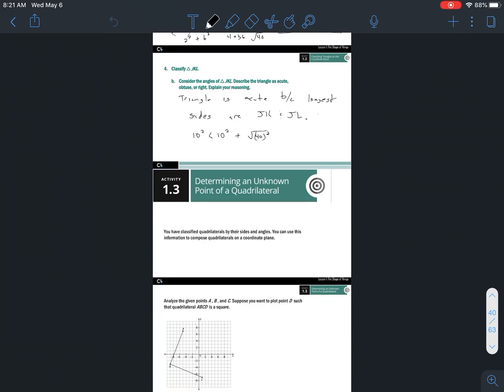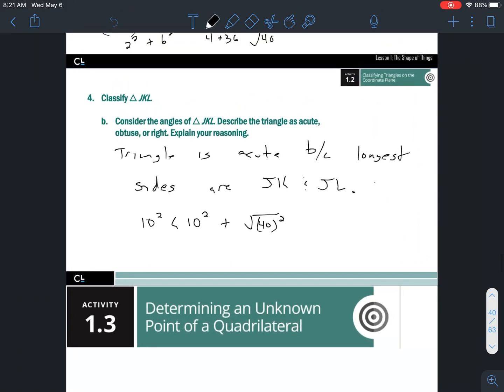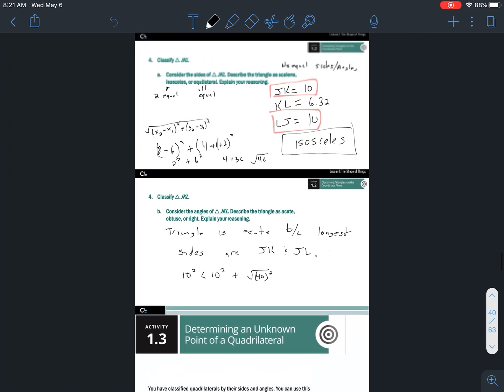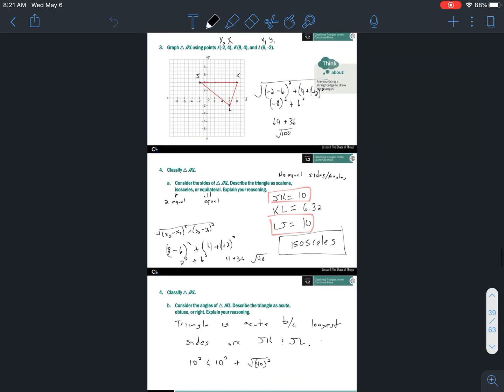So we left off on part 4b, describing the triangle. Is it acute, obtuse, or right? We know it's acute because the longest sides are JK and JL, as we did above here. We know 10 squared is less than 10 squared plus square root of 40 squared.